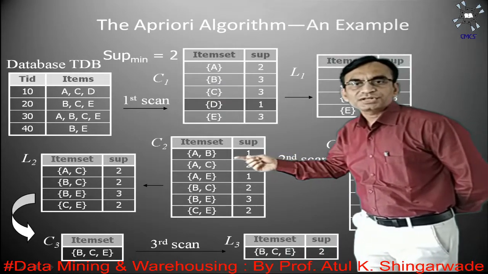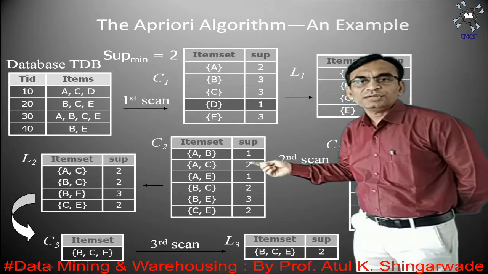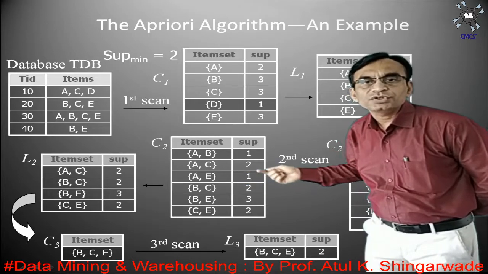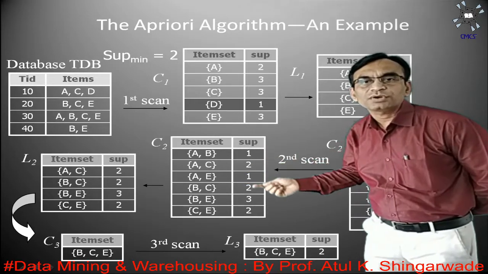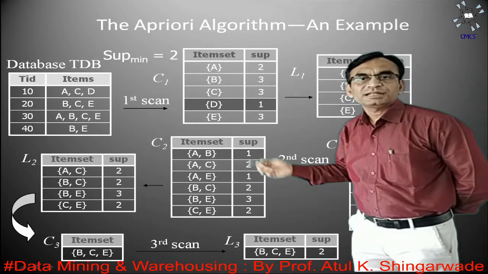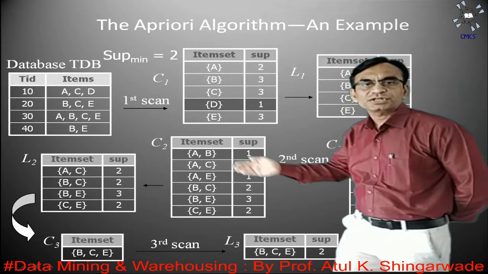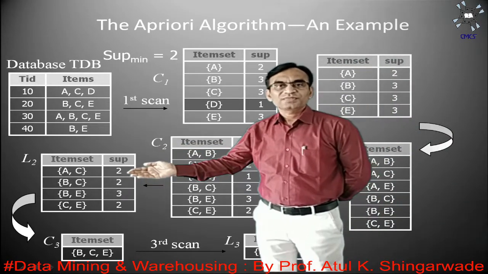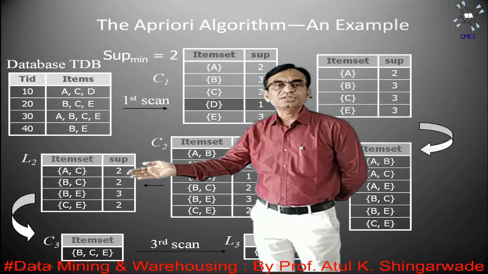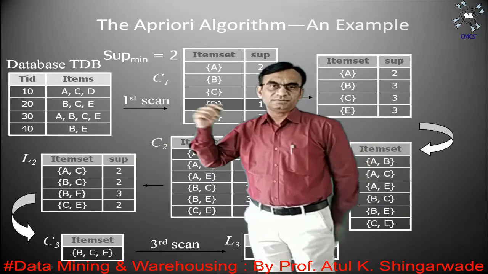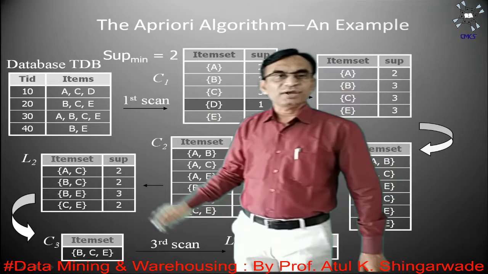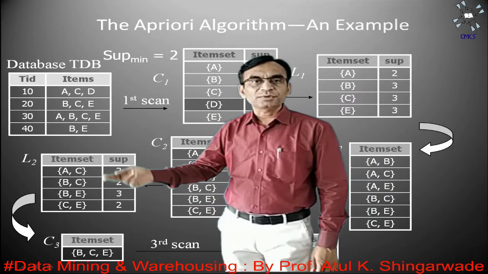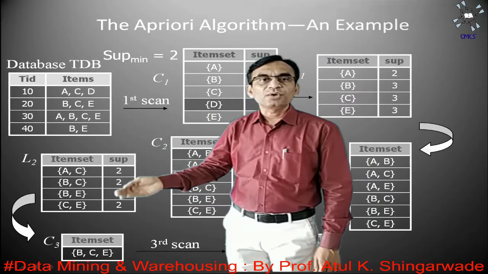These particular combinations like A and B, which offers only one, and A and E, which offers only one, are considered infrequent combinations. That's why we will remove these infrequent combinations to form this L2. This L2 is called two frequent item sets, where we have the combinations of two items from these data sets, and their support count is given here.